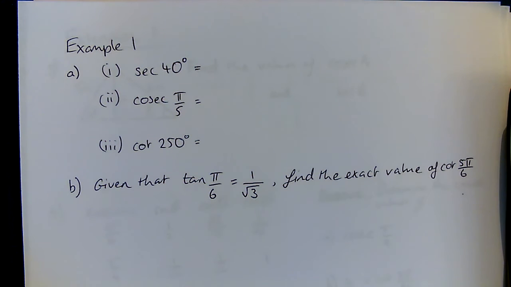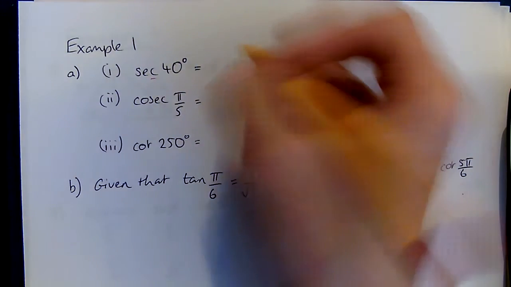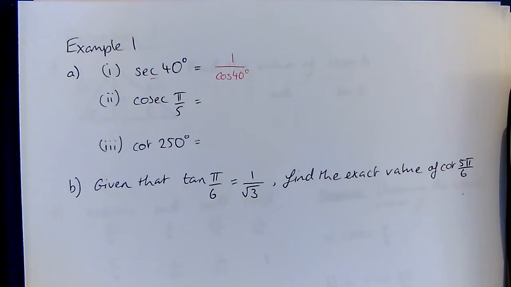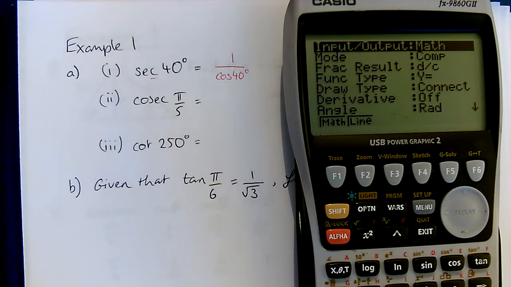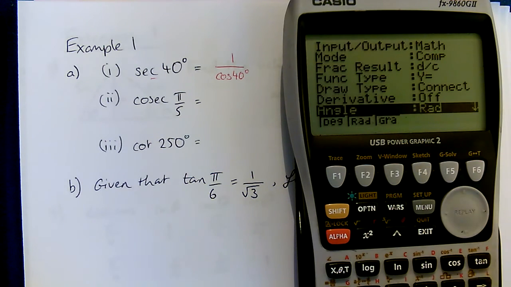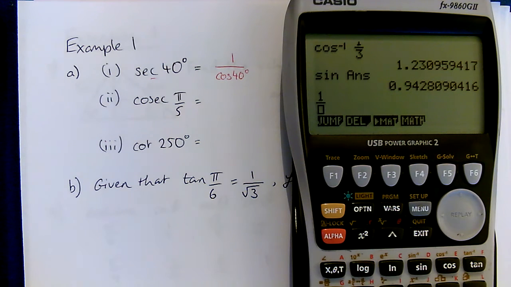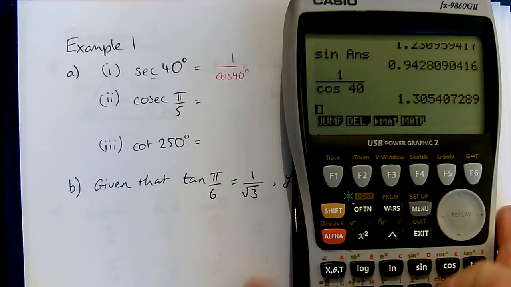Okay, for example 1, we just have to work out values of sec, cosec and cot. First of all, we know that sec, we look at the third letter, and that tells us it is the same as 1 over cos of 40 degrees. So I get my calculator, and first of all I'm going to do shift to get set up and make sure that my angle is in degrees. There we go, and I will do 1 over cos of 40. There's my answer, 1.31.